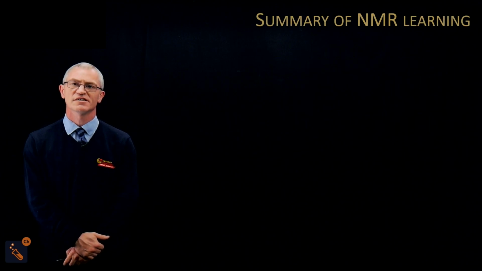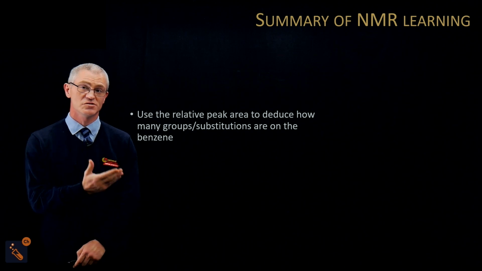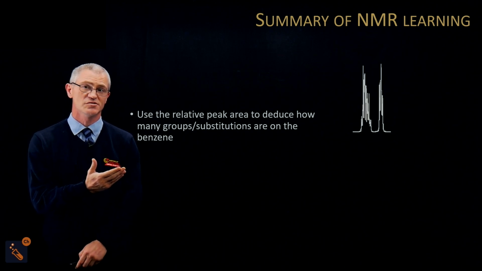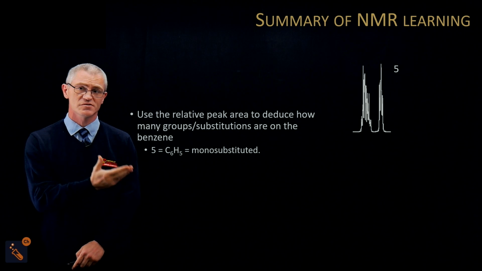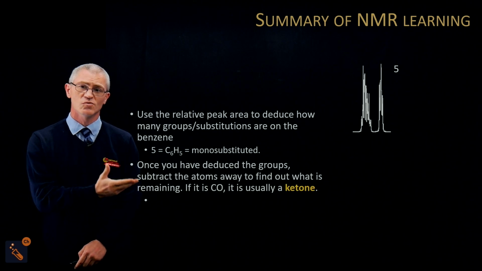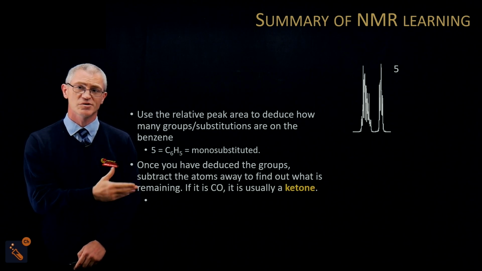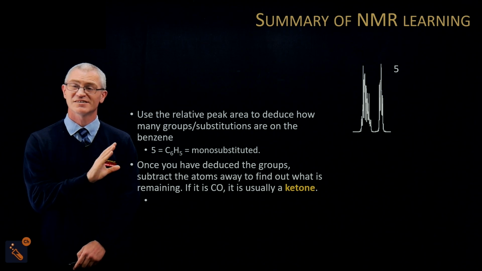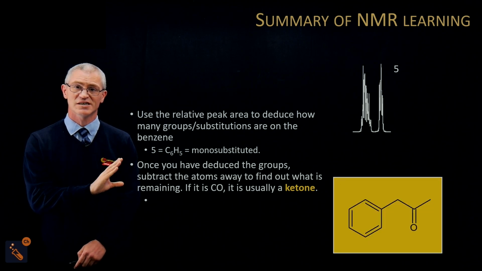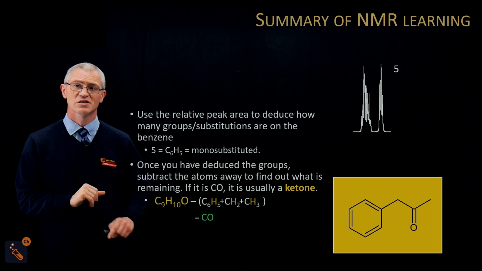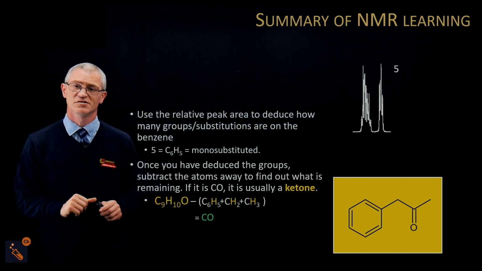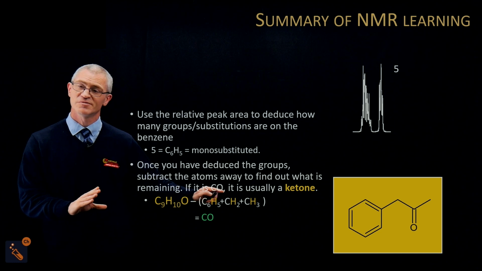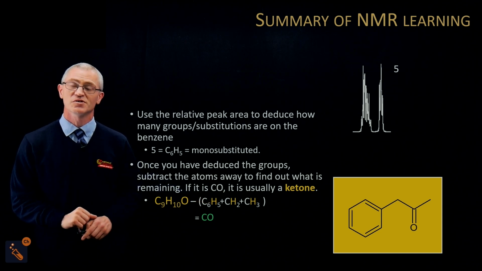To summarise our learning in this NMR, first of all, we used the relative peak area to deduce how many substitutions there were, and they had 5, so we knew it was monosubstituted. Once you've deduced the groups, subtract the atoms away to find out what's remaining. Like I said, if it's CO, it's usually a ketone, and there's our ketone that we've drawn, and there's our calculation that we've done. And we'll do that time and time again over the next few examples.